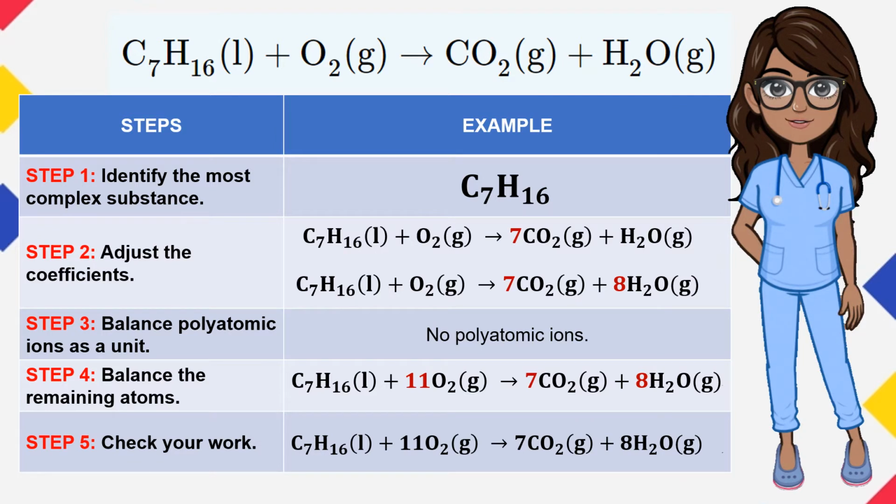Step 5 is to check your work. The equation is now balanced and there are no fractional coefficients. Let's check. There are 7 carbon atoms, 16 hydrogen atoms, and 22 oxygen atoms on each side. Always check to be sure that the chemical equation is balanced.